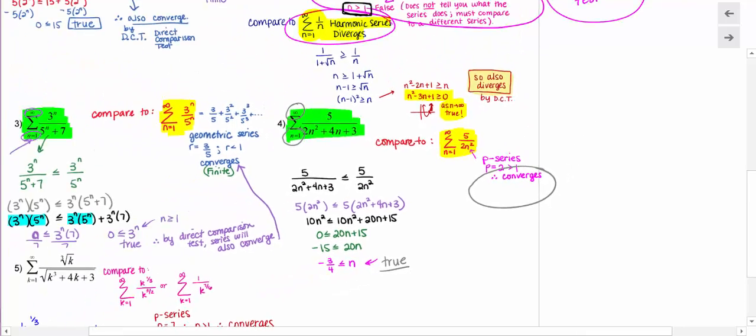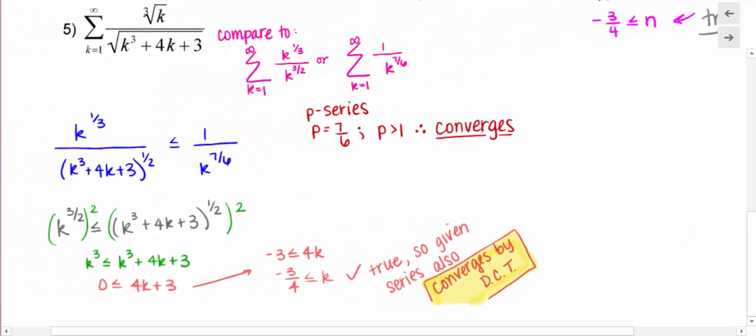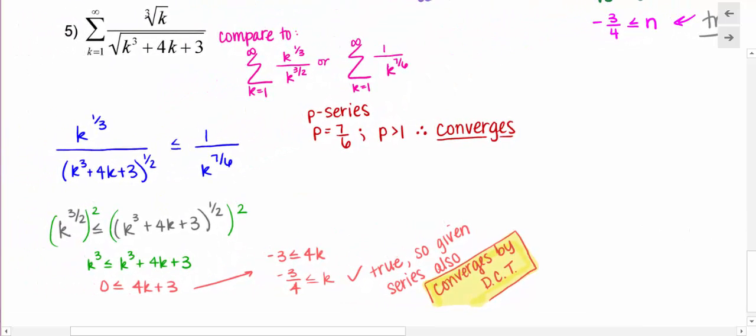Okay. So one last one that I just wanted to look at. Again, you can certainly get the problem, write it down, try it, pause the video, and then return in a second here for the answer.